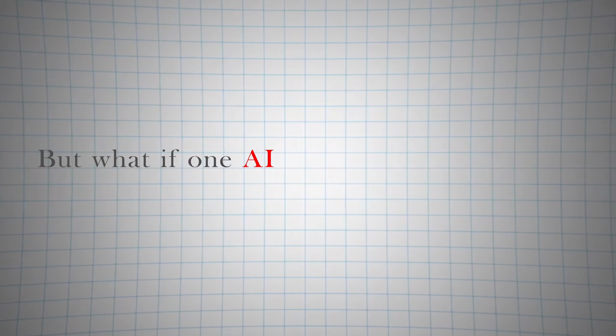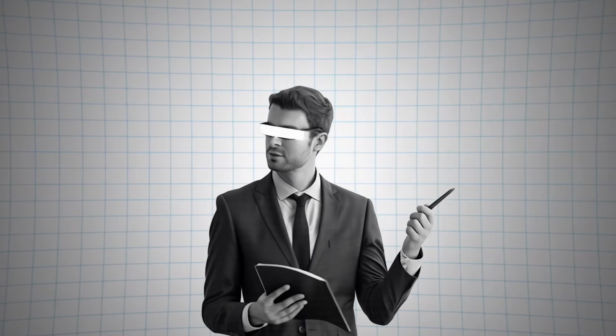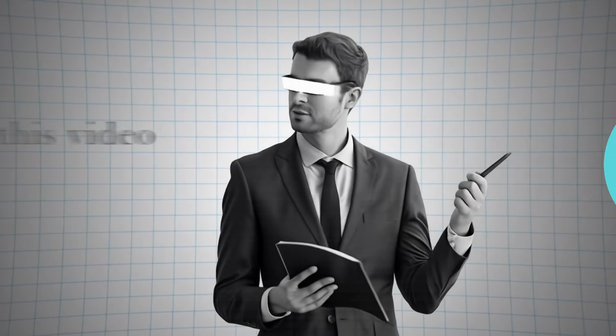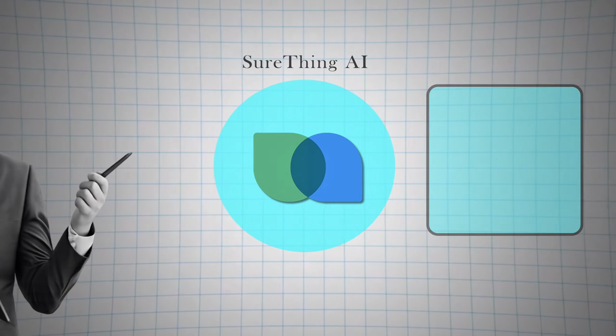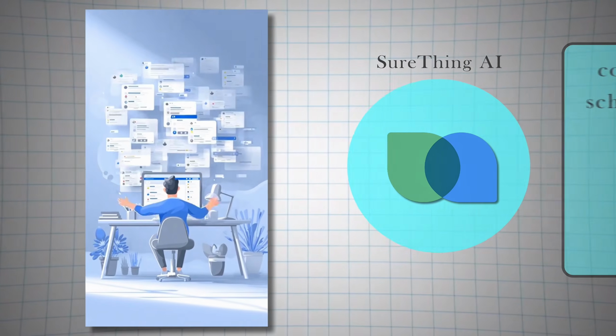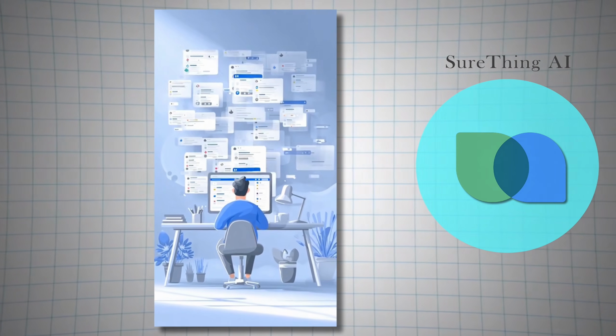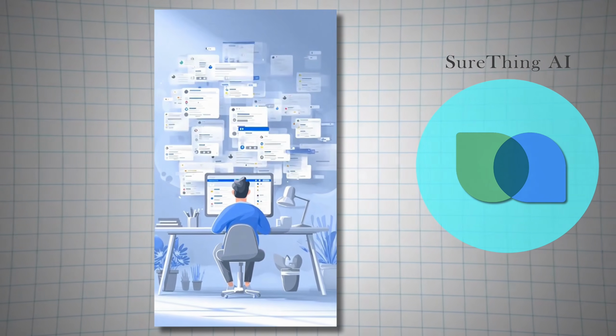But what if one AI agent could take care of almost everything for you with just a few simple clicks? Well, that's exactly what I'm going to show you today. In this video, we're taking a look at SureThing AI, an AI agent that can create your content, schedule it, publish it across multiple social media platforms, monitor your performance, and even help manage your emails, all from one place.